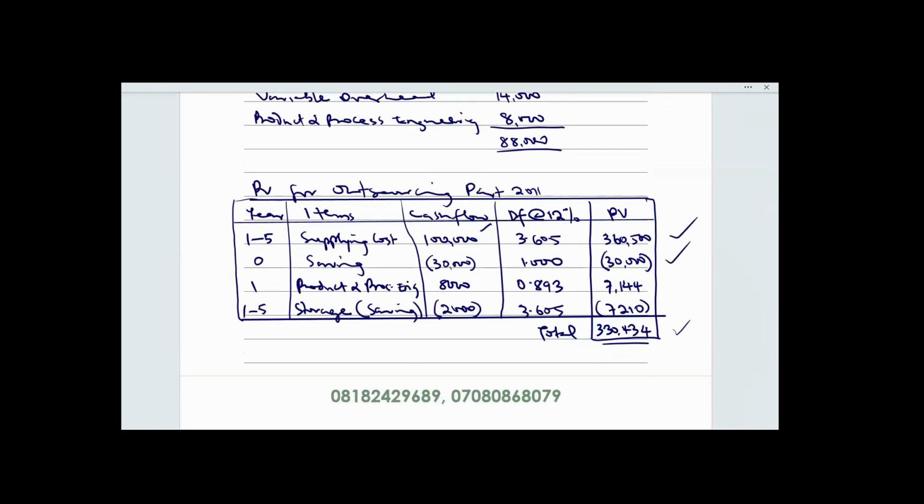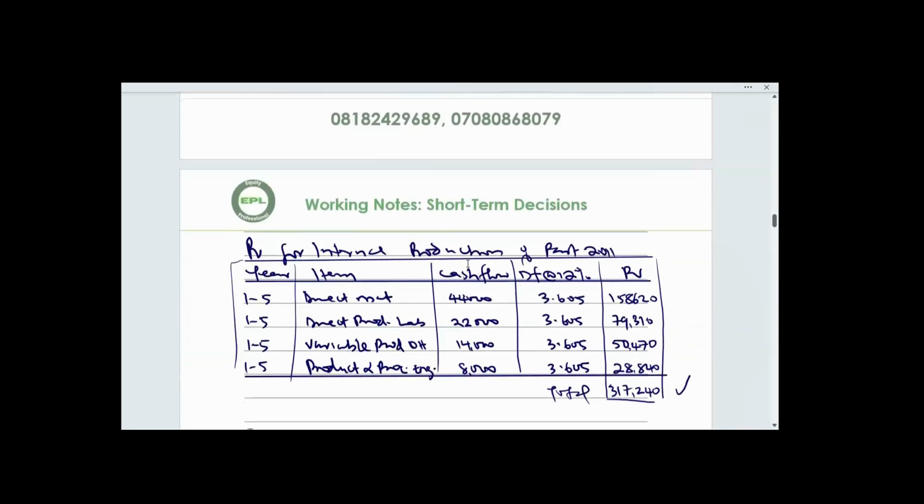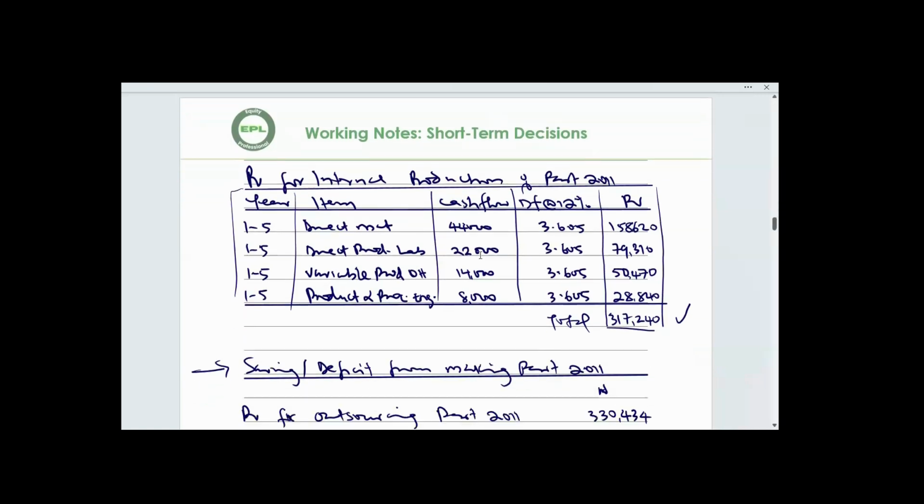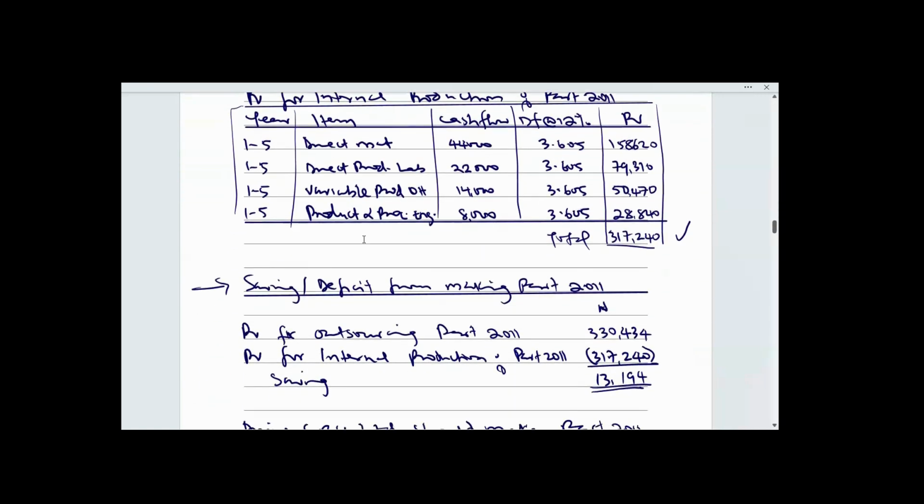Then you consider this, and this. Whatever total you are going to have at the end must be equal to the total that you have here, 317,240. When the two of them are equal, then DG can decide either to make part 2011 internally or outsource it. That's what the examiner wants you to do in that one. And that's the end of the question.